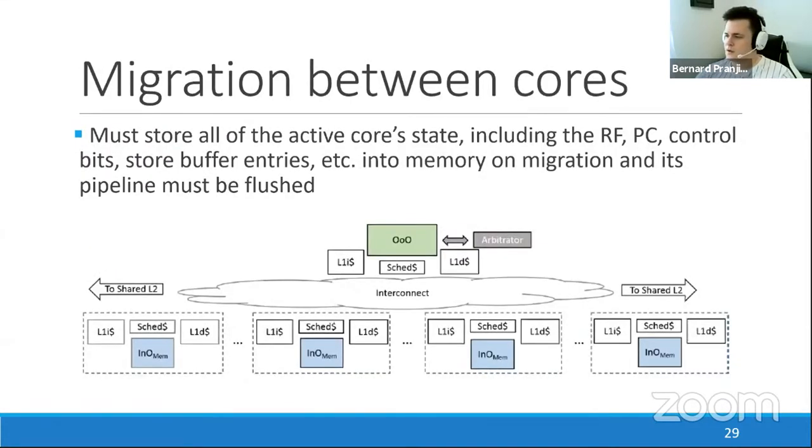And then the migration between the cores. On migration, you must store all of the active core state, including the register file, program counter, control bits, etc., into memory, and its pipelines must be flushed.